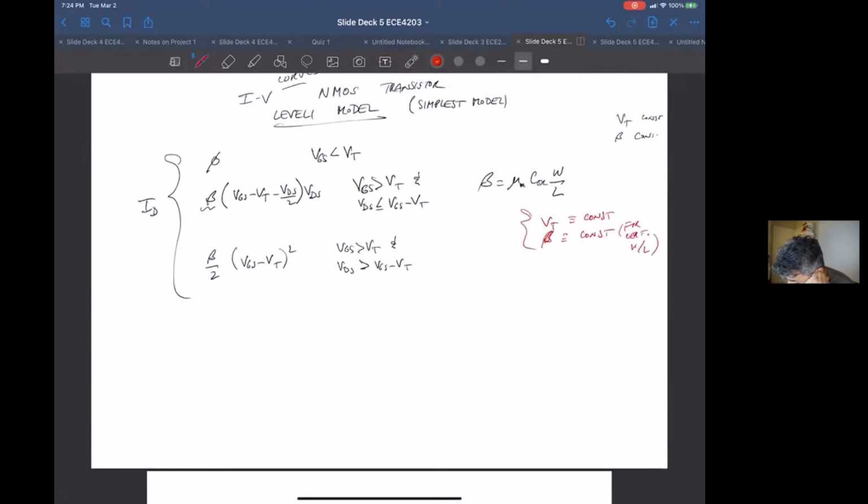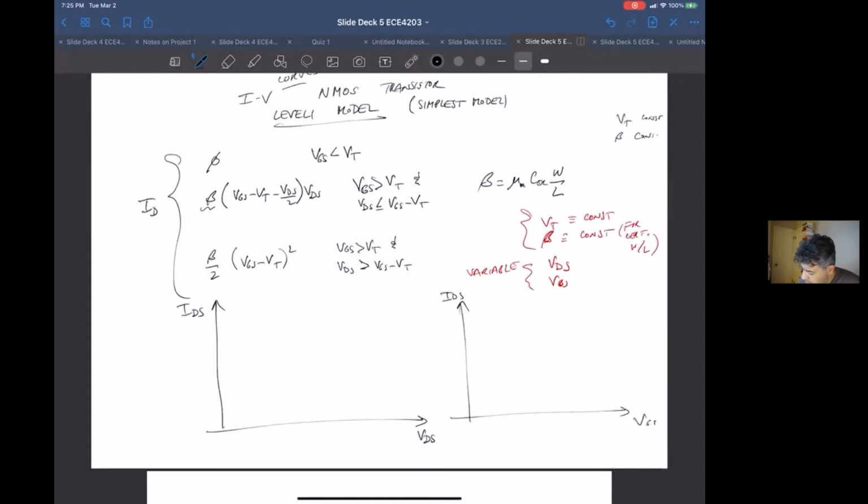So these are the constants, and the variables are the drain source voltage and the gate source voltage. I have two voltage variables. We could create one graph of current versus both the drain source voltage and the gate source voltage if we wanted to draw a three-dimensional graph. But because on paper we're dealing with two-dimensional graphs, we basically can draw two-dimensional graphs. So one is V drain source versus I sub D, and the other one is I sub D versus V gate source.